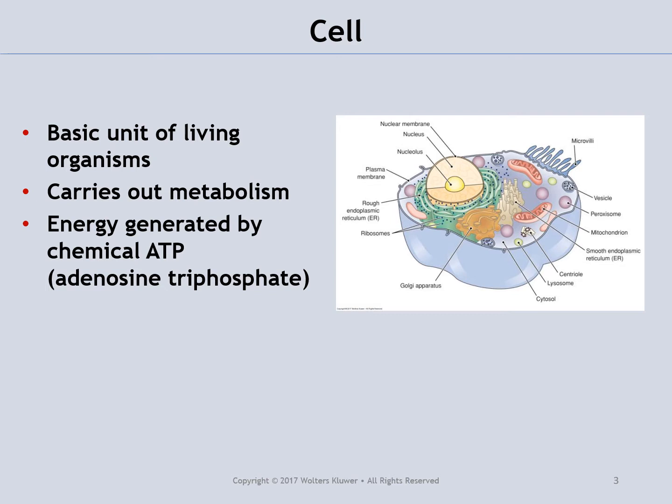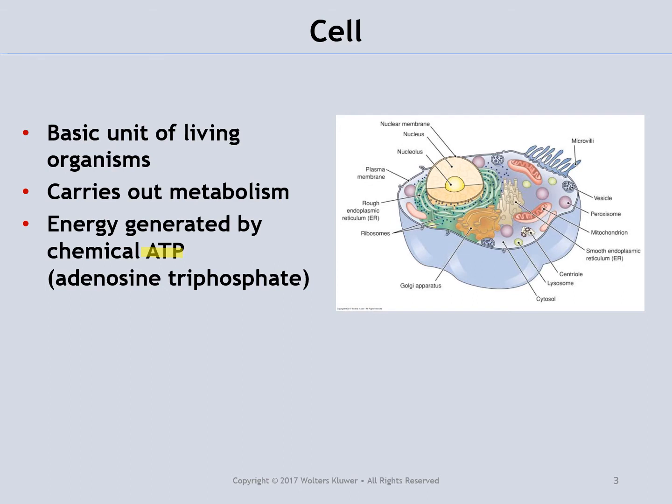So we'll start with the cell. A eukaryotic cell, it's the basic living organism, and that is where metabolism always takes place. Energy is generated by ATP, and this is a schematic of a generalized cell. We have microvilli on the outside. Not all cells have all of these structures in them. So this is a composite cell of several different types of cells. So you would never actually see a cell like this in real life, but this gives you a good overview of a cell that would be in your body.